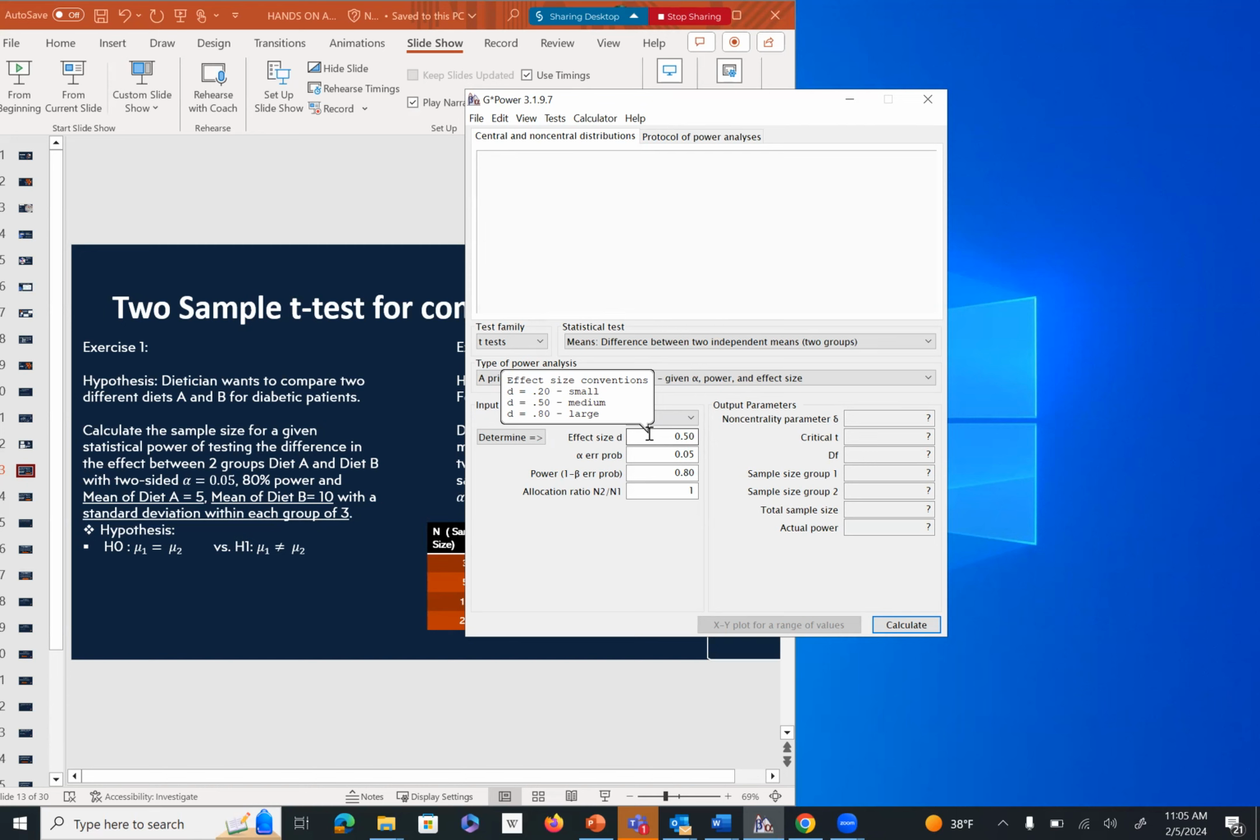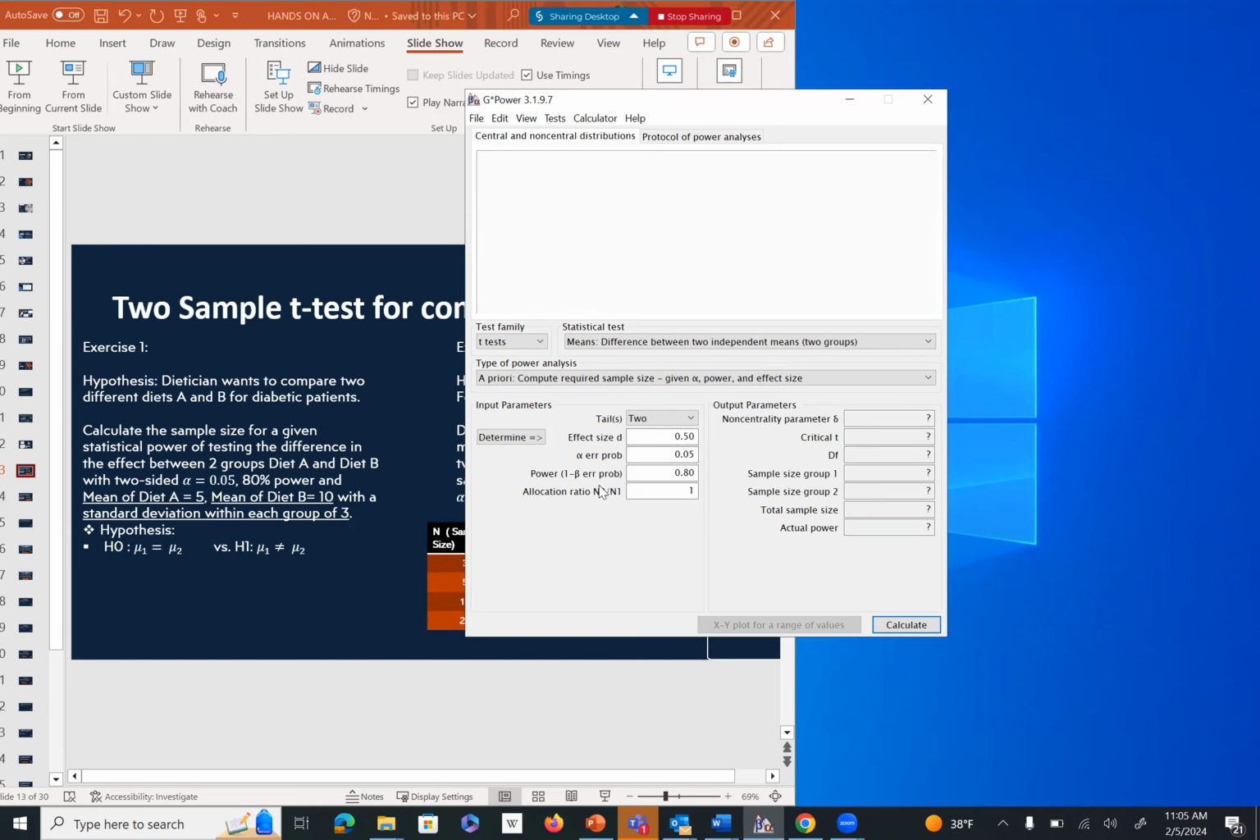A Cohen's d of 0.50 is considered a medium effect, a significant difference between two samples. And a Cohen's d of 0.80 is considered a large significant difference between the two samples. And then you have your alpha error, which is your significance level, your power, and your allocation ratio.